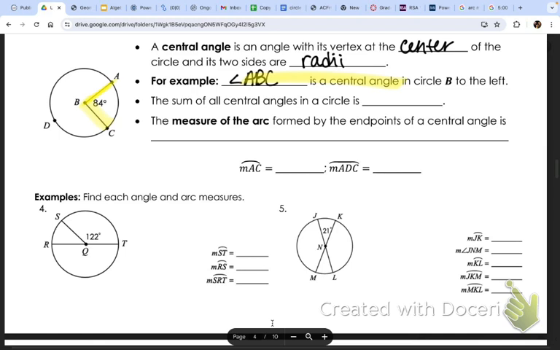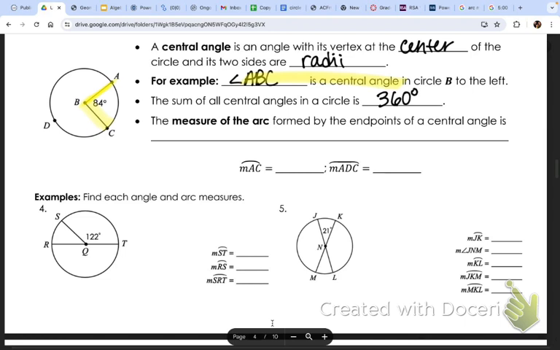You just told me angle ABC is a central angle in circle B to the left. The sum of all central angles in a circle is how many degrees? 360. If you add up all the central angles, it should add up to 360 because that's how circles work. Okay. Go all the way around.